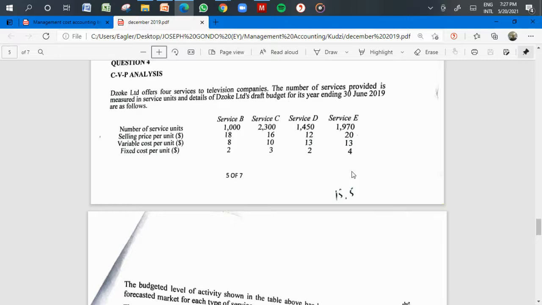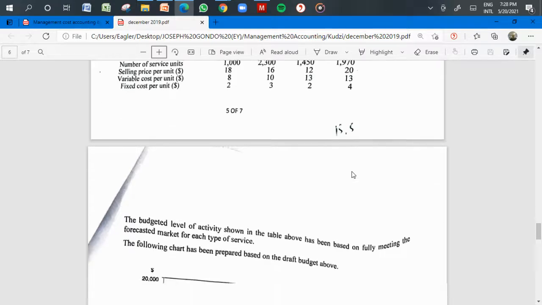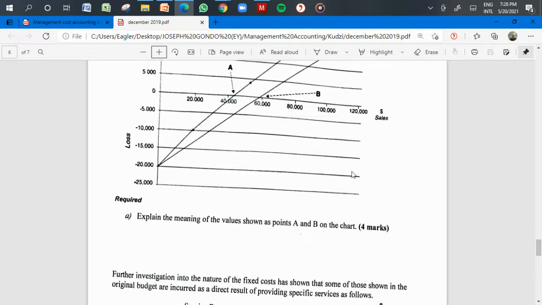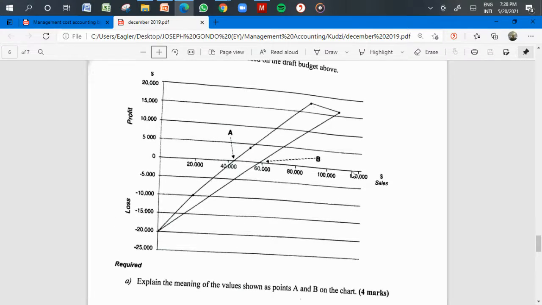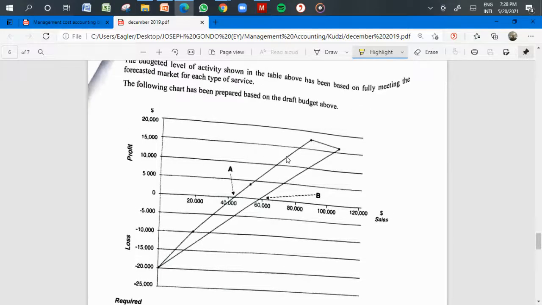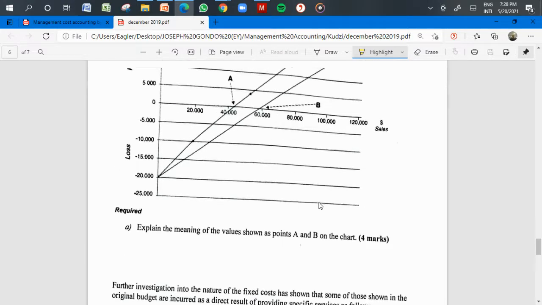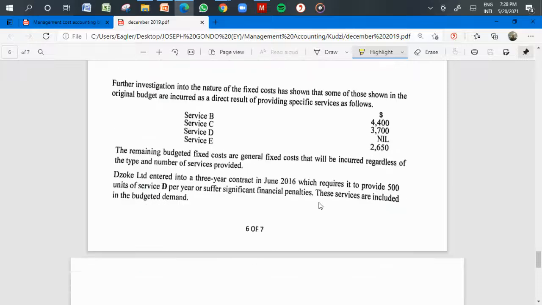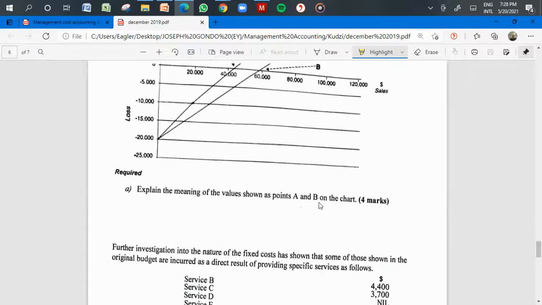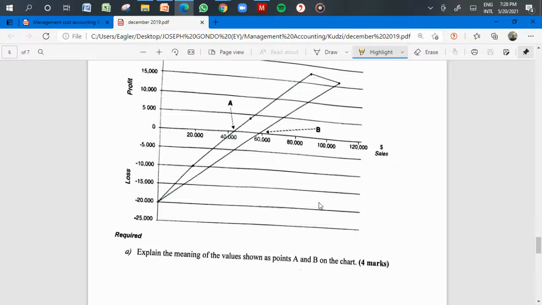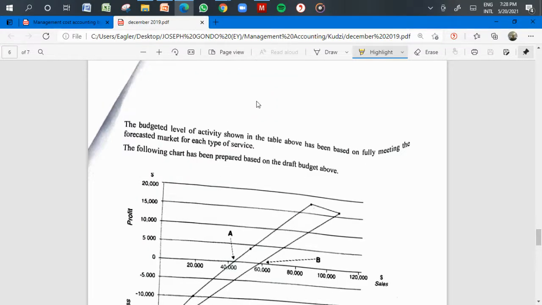We had our main products, we had B, C, D, and E. We had 4 products. And then the requirement here says explain the meaning of the values shown as points A, B on the chart. So we have A, which is this point, then we have B, which is this point. So you will be required to read what those points mean, then those other requirements. That is the question that triggered me to conduct this session.